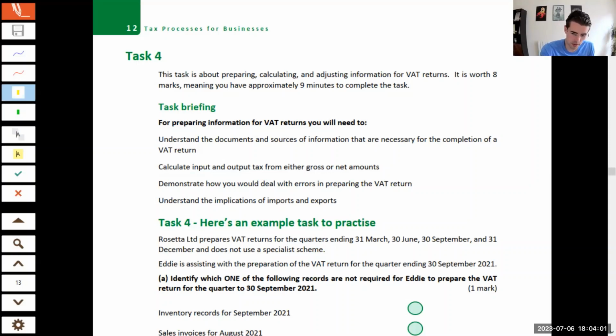Now it says here that this one's going to be about preparing, calculating, and adjusting information for VAT returns. Now, spoiler alert, you are going to get VAT returns in some iteration or capacity in this assessment. There are a few things that you won't be expected to do, but as we're going through the tasks, I will point those things out. Because we notice it says preparing, calculating, and adjusting information for a VAT return. It doesn't say you're completing a full one.